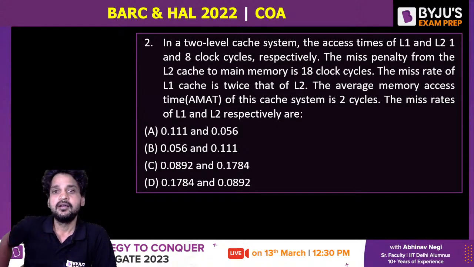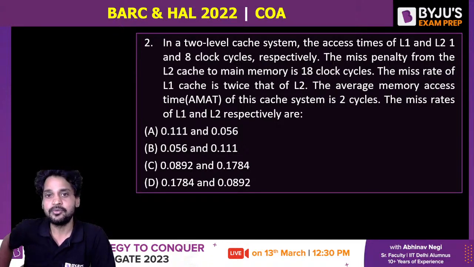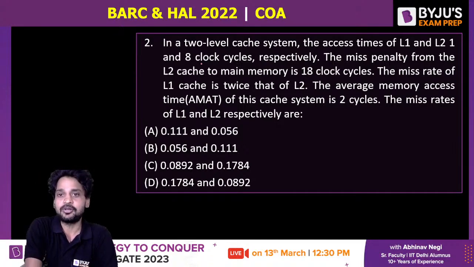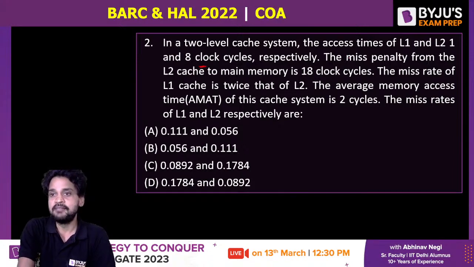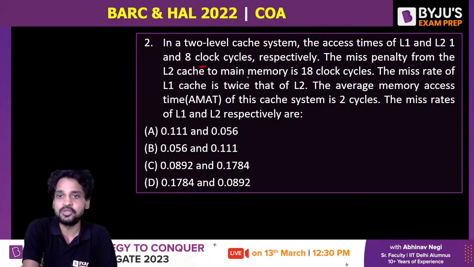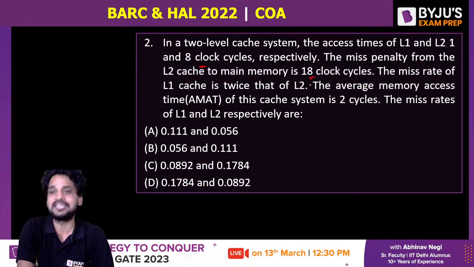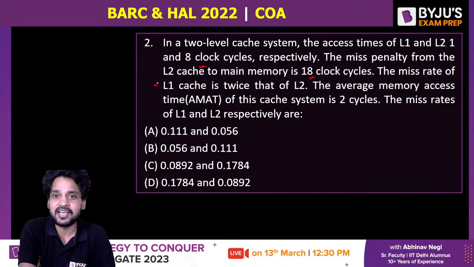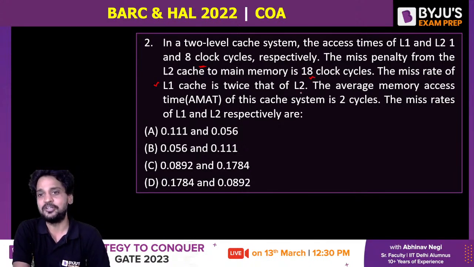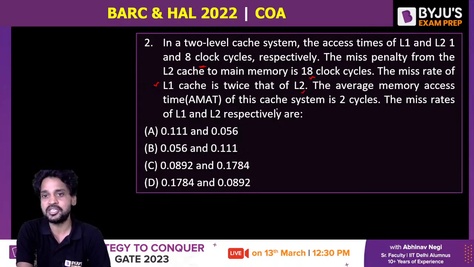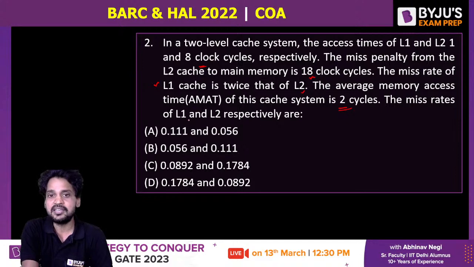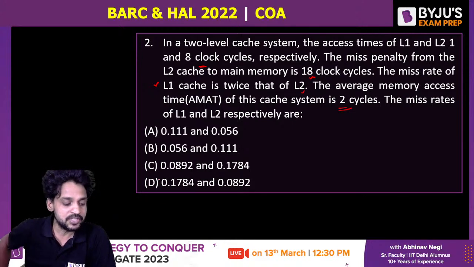In a two-level cache system, the access times of L1 and L2 are 1 and 8 clock cycles, respectively. The miss penalty from the L2 cache to the main memory is 18 clock cycles. The miss rate of the L1 cache is twice that of L2. The average memory access time of this cache system is 2 cycles. The miss rates of L1 and L2 respectively are: option A, option B, option C, option D. May I know what is the answer for this?